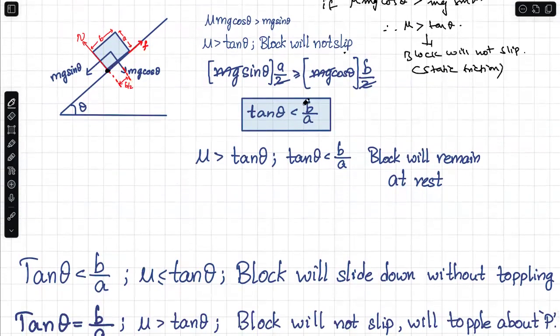Suppose I take this point where mg sin theta into a by 2 is greater than or equal to mg cos theta into b by 2. In this case, turning happens like this. But definitely it will topple. So if mu greater than tan theta and tan theta is less than b by 2. So I should give you a condition. Mu must be greater than tan theta and tan theta must be less than b by 2.